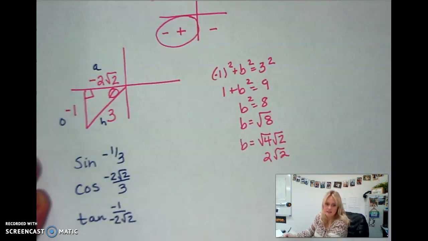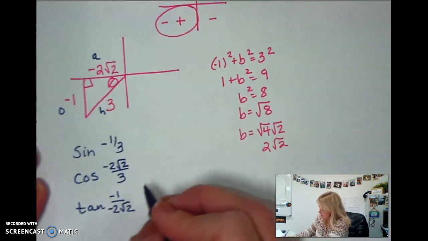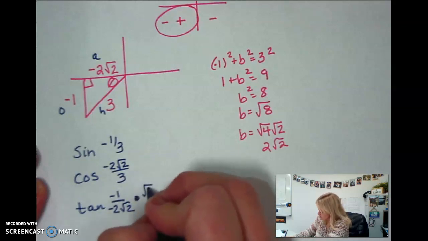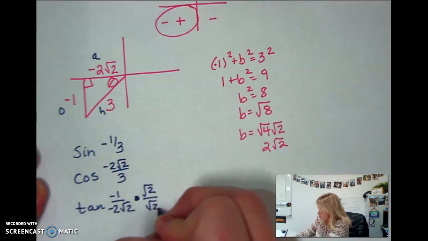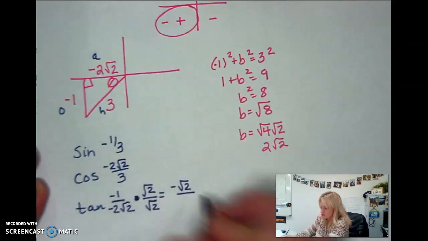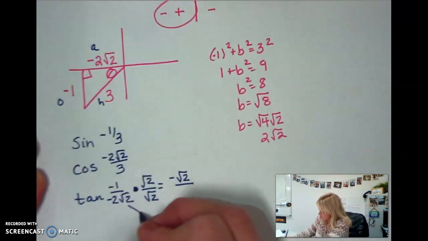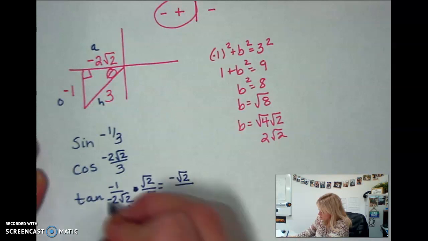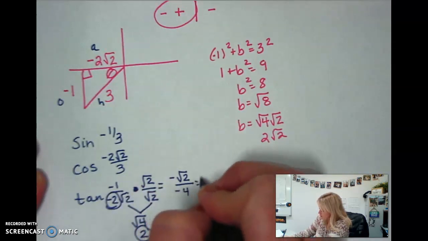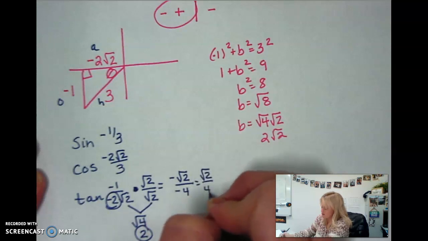So we have some cleaning up here to do for the tangent. First of all, negative divided by negative is positive, and I need to multiply the top and bottom by the square root of 2. Negative 1 times the square root of 2 is negative 1 square root of 2. Square root of 2 times the square root of 2 is the square root of 4, which is 2, and 2 times 2 is negative 4. But again, we said a negative divided by a negative is positive.